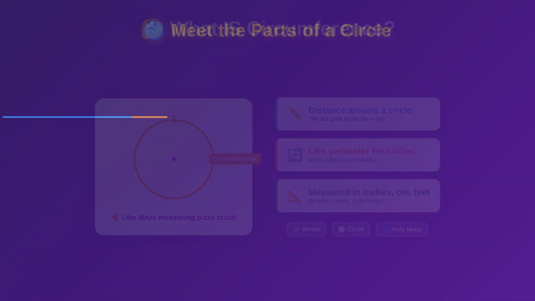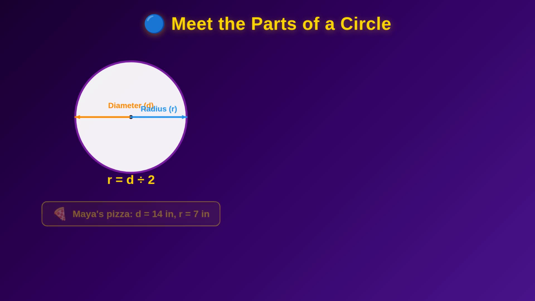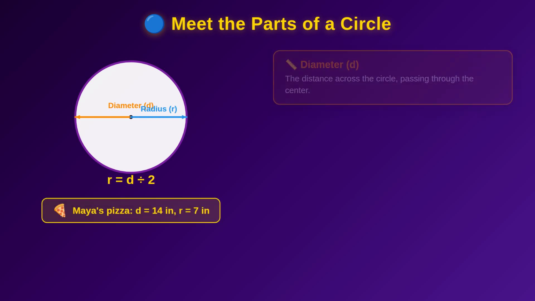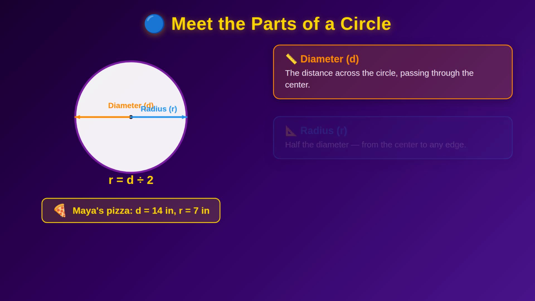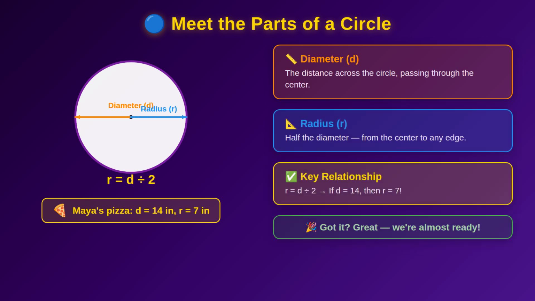Before we can use the formula, we need to know two key parts of a circle, the diameter and the radius. The diameter goes all the way across the circle, straight through the center. The radius goes from the center to the edge. It's exactly half the diameter. So if a pizza has a diameter of 12 inches, the radius is 6 inches. Maya quickly measures her pizza across the middle and finds it's 14 inches wide. That means the diameter is 14 and the radius is 7. Got it? Great, we're almost ready.